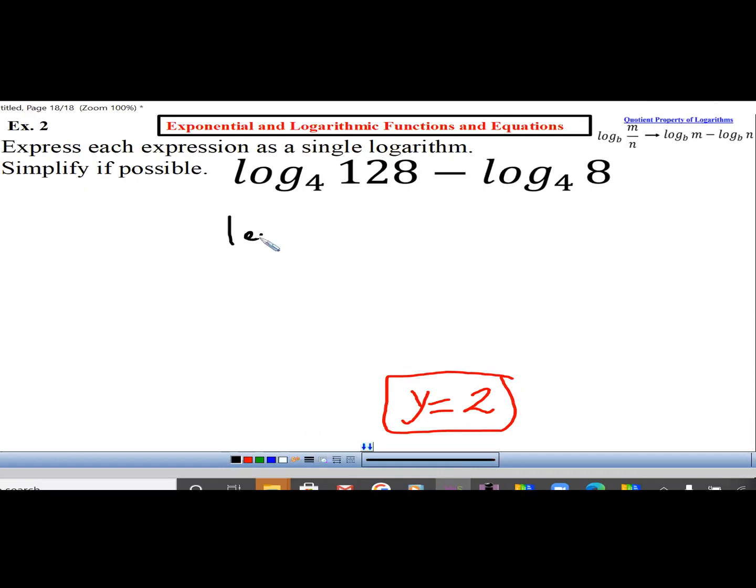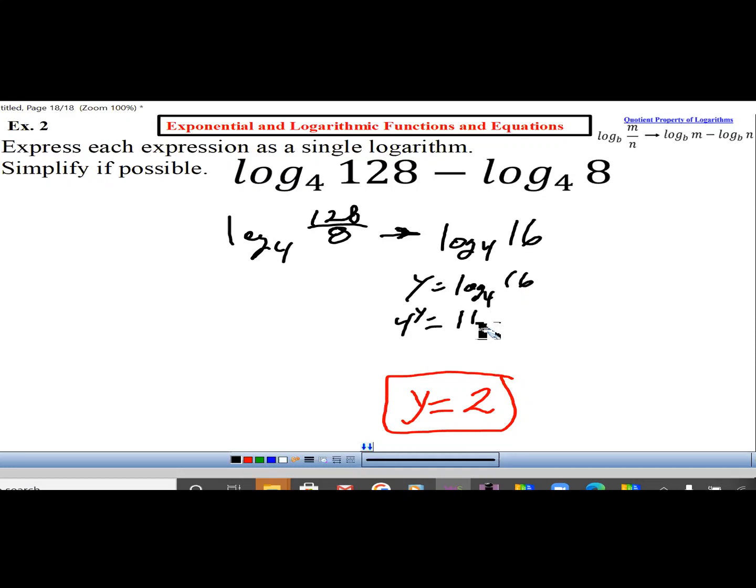So this is log base 4 of 128 over 8, which is log base 4 of 16, because 128 divided by 8 is 16. y equals log base 4 of 16. This is 4 to the y equals 16. 16 can be written as 4 to the second, 4 to the y, and yes, y equals 2.